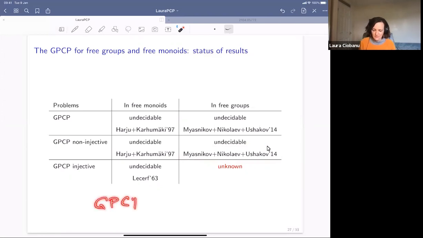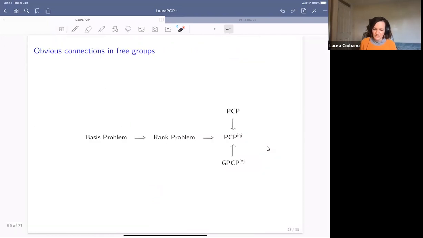GPCP on an alphabet of 2 letters is decidable. So for free monoids, but that's the only decidability we have. Okay, so this is the big picture. Now let's see what connections we can make, coming back to free groups basics.